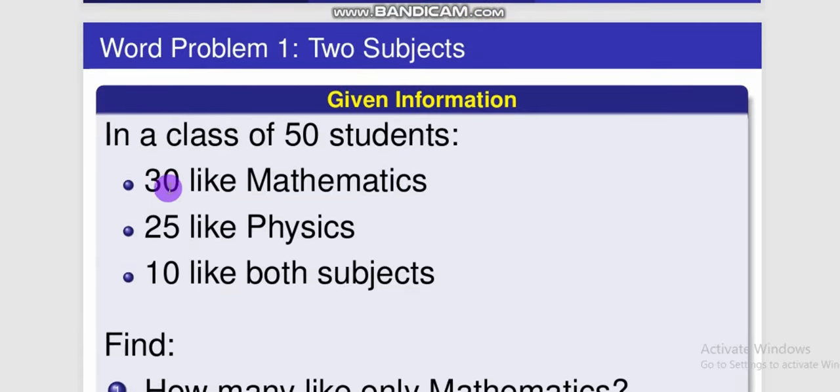And this is why you will see that when you add the numbers, 30 plus 25 will give you 55, and then plus 10 will be 65, which is more than 50, right? The reason is that the 30 here are not the people who like only mathematics. It's a total of those who like mathematics and physics, and then those who like mathematics only, right? We will see that very soon.